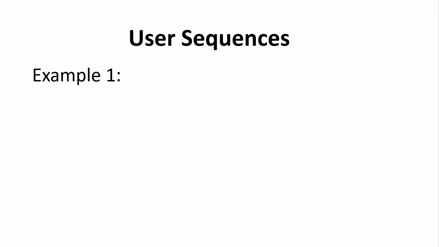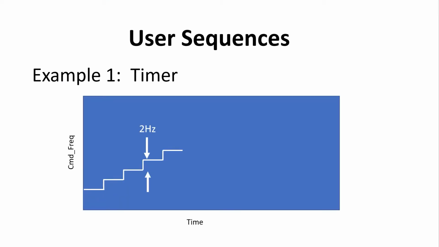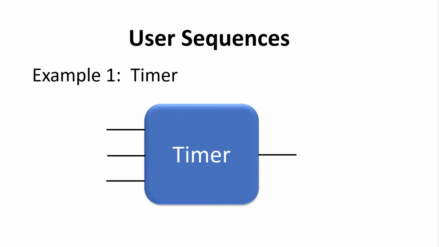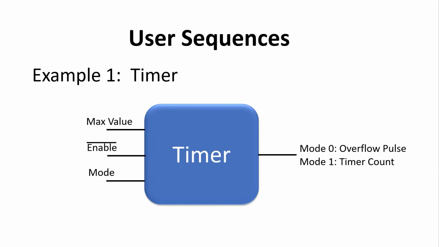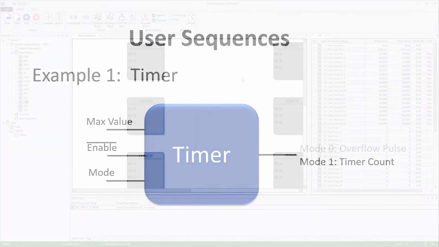For our first example, let's use the timer function to ramp up the commanded frequency in 2 Hz increments once a second to 10 Hz, and then repeat. Picture it like this. The timer is really just a counter. You specify the value you want it to count to, and enable, which is active low, and the mode. The timer can output the timer count or a blip each time the counter overflows back to 0. We want to send the count directly to the command frequency, so we want mode 1.